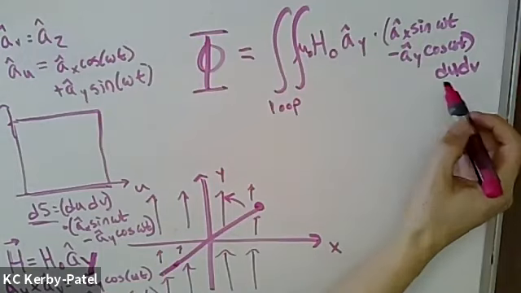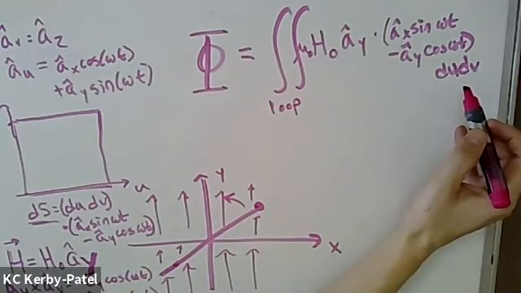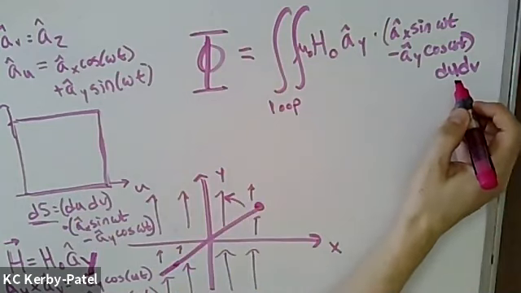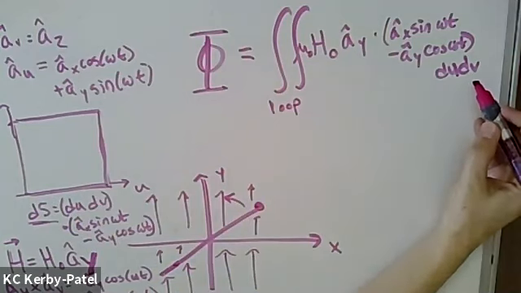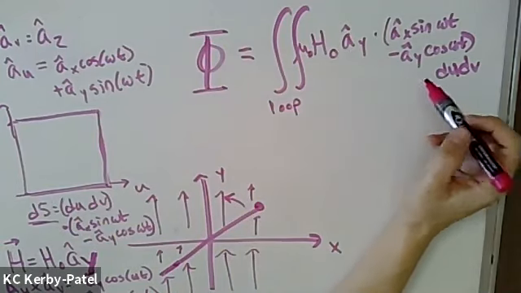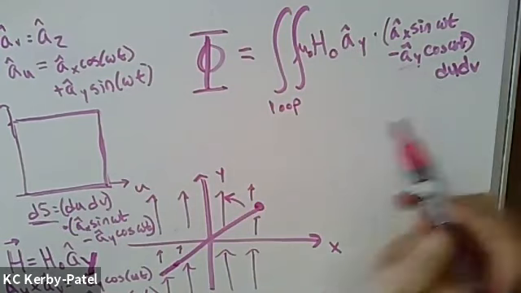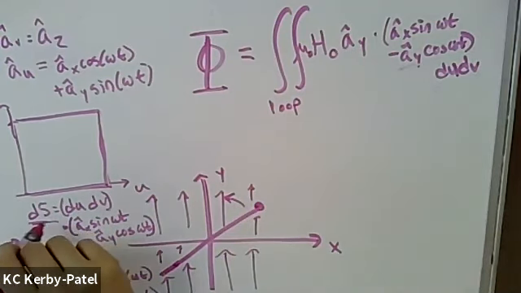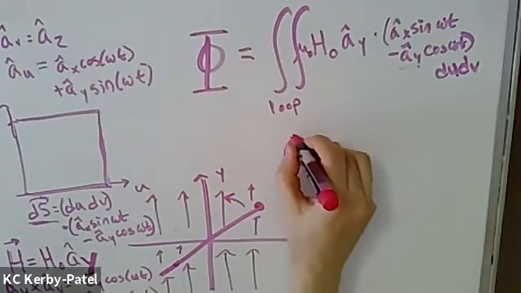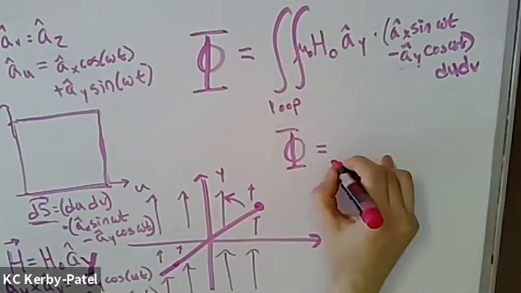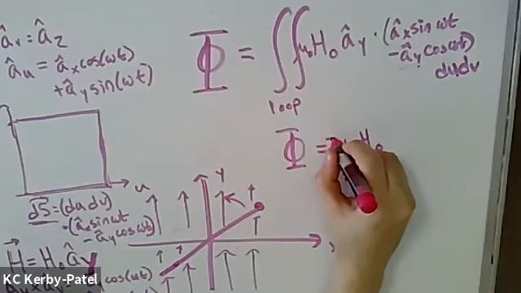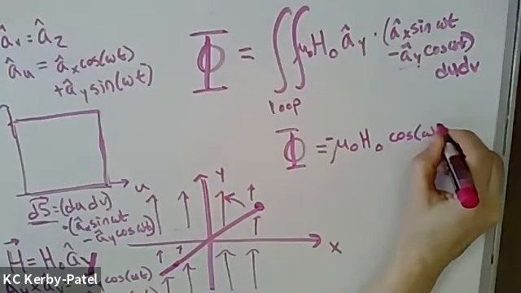Nothing inside this integral depends on u or v. So we end up just multiplying by the area of the loop, because we integrate along u and get a factor of a. We integrate along v and get a factor of a. When we evaluate this dot product, a hat y selects out the y component of our time varying surface normal vector. And what we end up with is that the flux through the loop is mu naught h naught minus sine cosine of omega t.